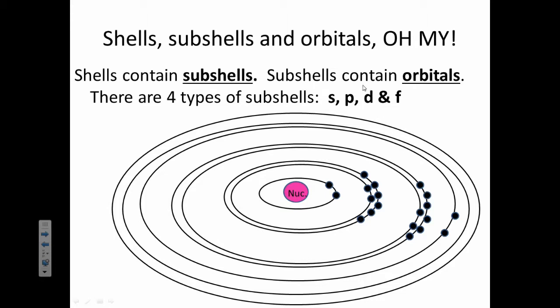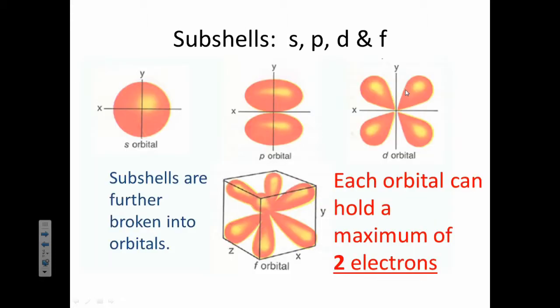And then if we go 1 out, let's just say Seattle. Seattle has mansions. F subshells have 7 orbitals, which means that they can hold up to 14 electrons. So this is repeating what I've already talked about, how every orbital can hold a maximum of 2 electrons.